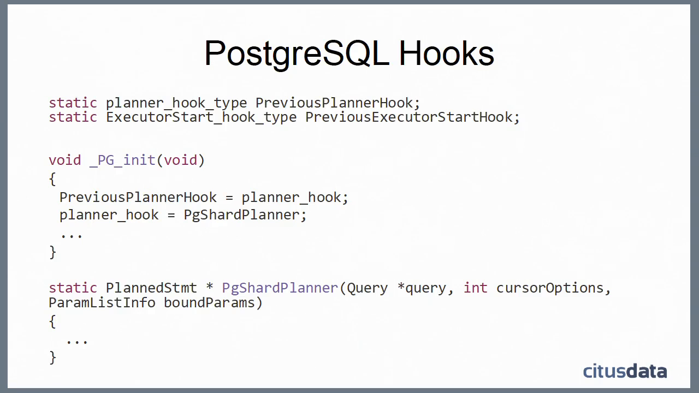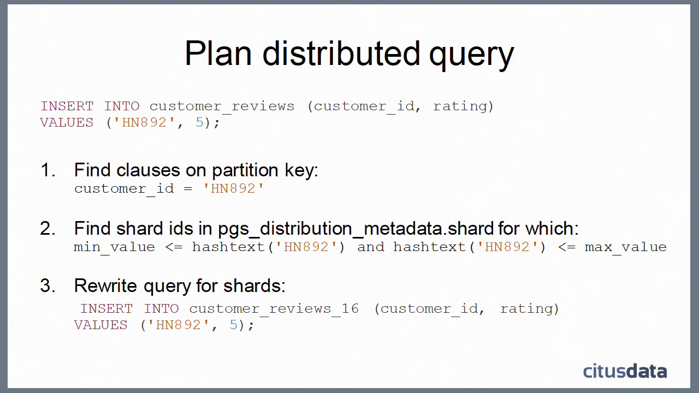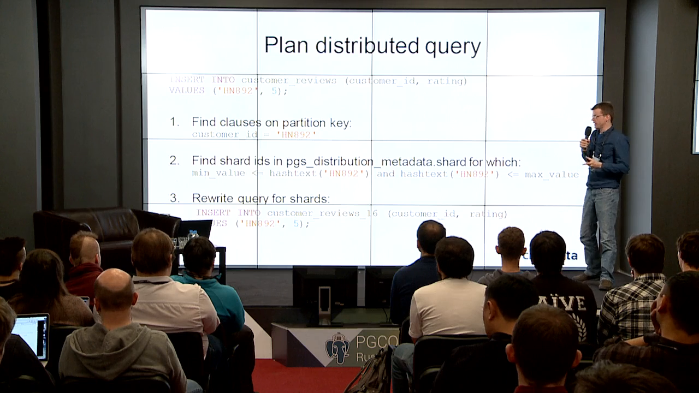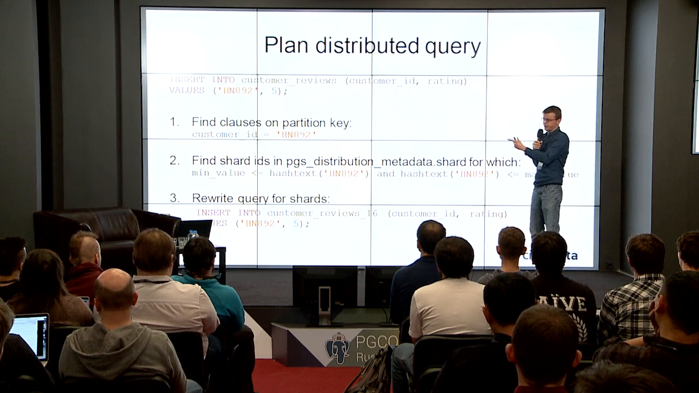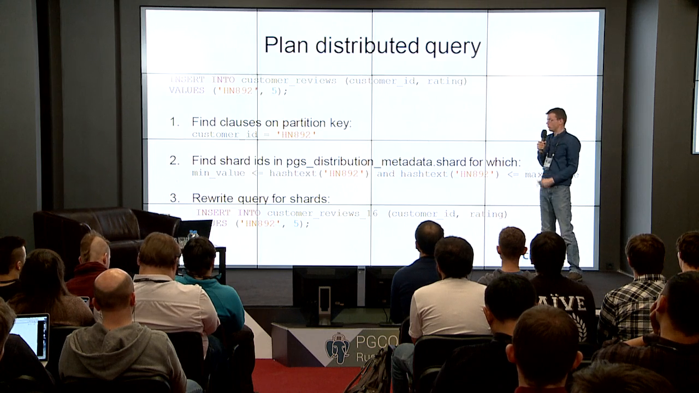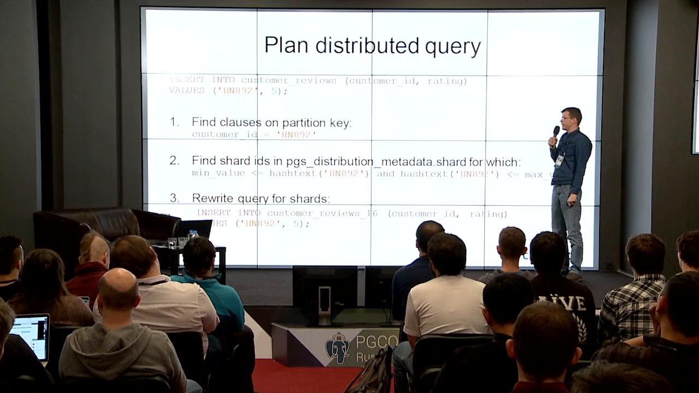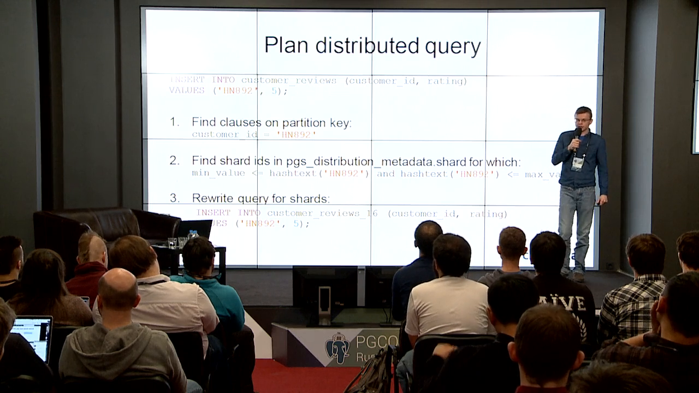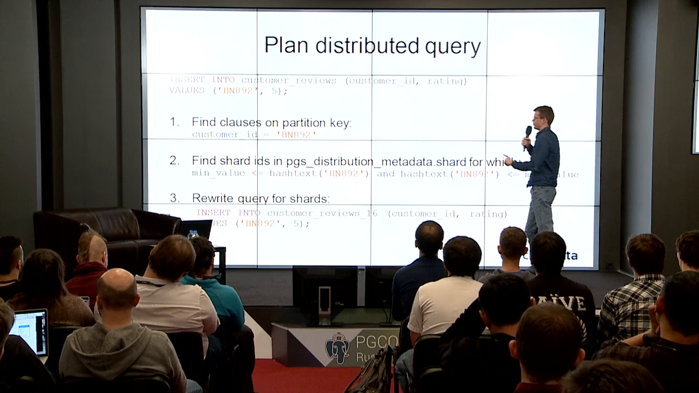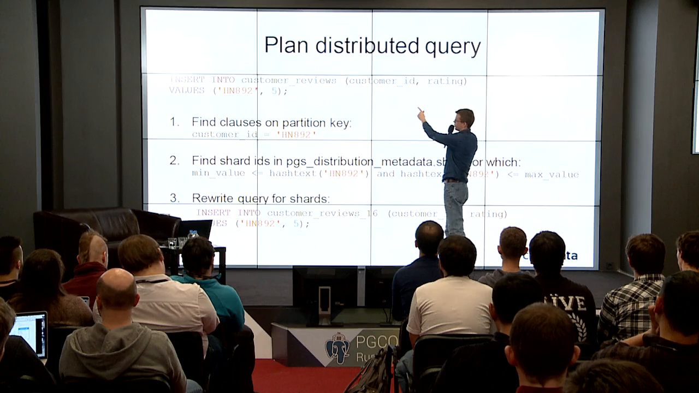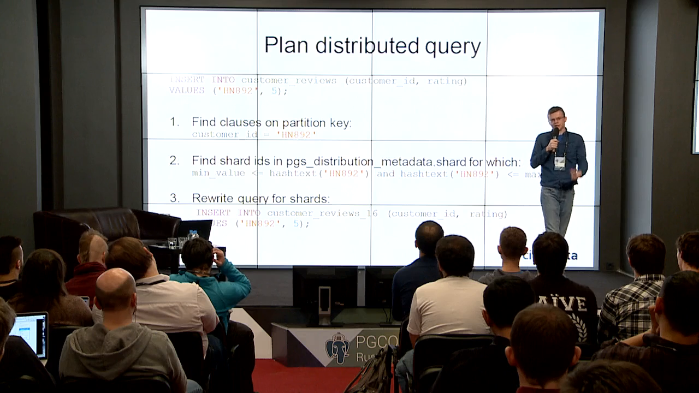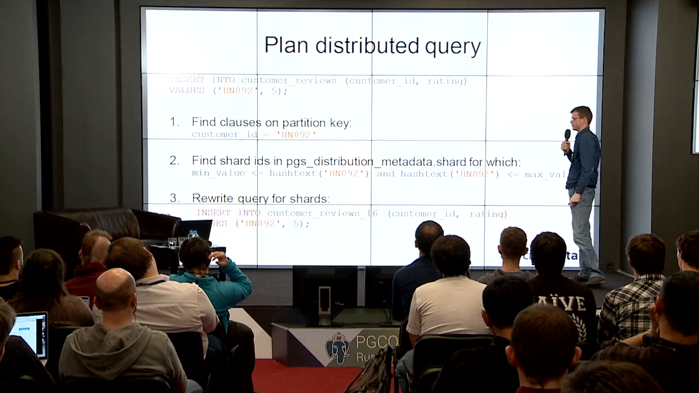And so let's look at the planner logic itself. We take the most simple case, but it's actually similar for updates, deletes, and selects as well. Inserts always apply to one row, the one they create. The first thing the planner does is find any clauses on the partition key. For inserts, this is a trivial step. We're inserting a row where the customer ID is HN892. But for updates or selects, there could be multiple clauses, of course.